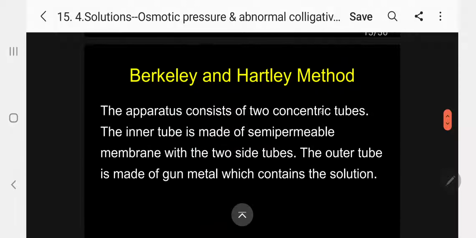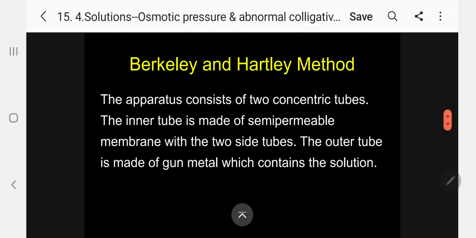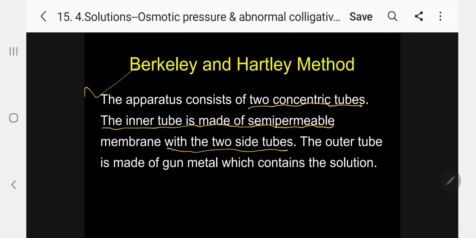Kindly follow. So let me read now. The apparatus consists of two concentric tubes. I told you, the inner tube is made up of a semi-permeable membrane containing solvent with two side tubes. One is the reservoir, another is our graduated capillary tube. The outer tube is made up of gunmetal, which contains a solution of known concentration.